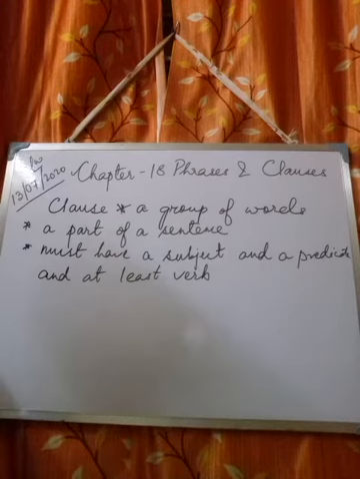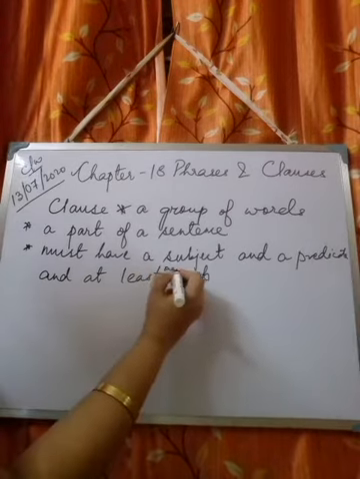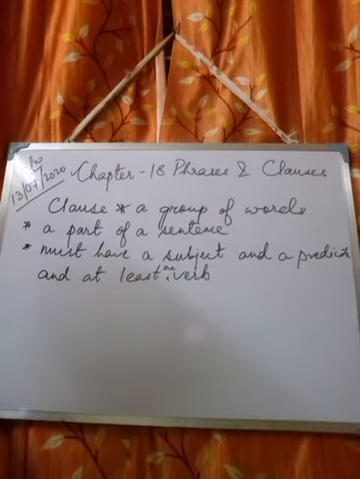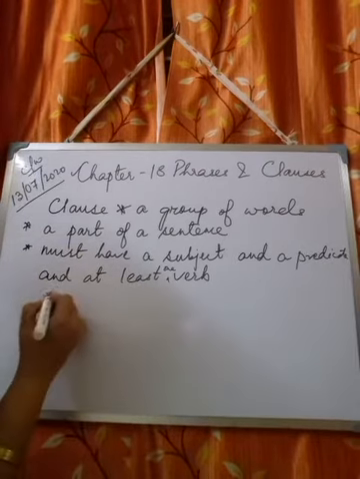It is a group of words. It is a part of a sentence. It must have a subject and a predicate and at least one verb. Okay? At least one verb should be there in a clause. Let us take an example.